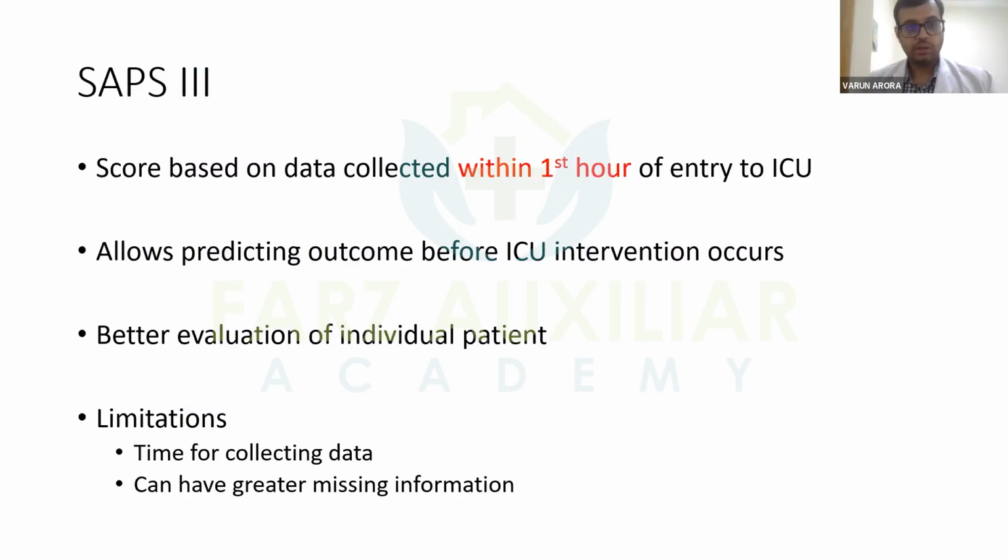Now, SAPS 3 is the only score which we collect within the first hour. Apache 2, SAPS 2, they are collected within the first 24 hours, but SAPS 3 is collected within first hour of entry to ICU. So it allows predicting outcome even before we do any intervention in our patient. Therefore, it is a better evaluation of an individual patient.